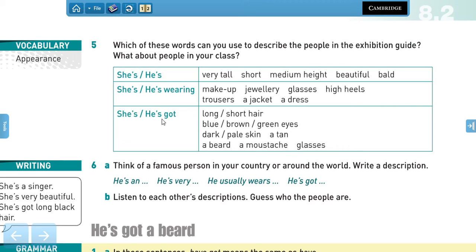So we say she's got long or short hair, he's got blue or brown eyes, dark or pale skin, a tan, and so on. Try to think of yourselves and try to use these expressions with yourselves. Like, I am very, very short, for example. And I've got long brown hair. And I've got small brown eyes. Try to describe yourselves using this vocabulary.